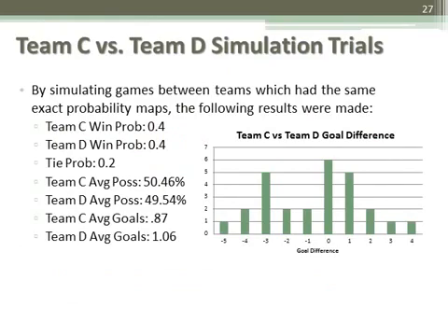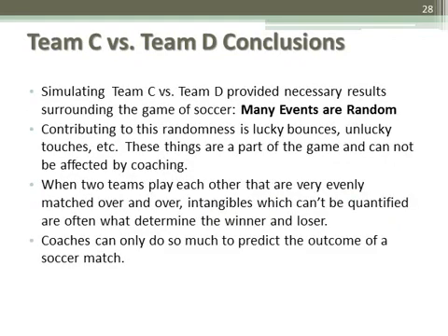In another simulation, we created 2 equal teams which had equal probability maps as well as equal success maps, Team C and Team D. After playing them against each other, you would think that the average goal difference would be 0. However, Team C won 40% of the time, Team D won 40% of the time, and there was a tie only 20% of the time. The results from this, as you can see, is many events are random in soccer, and a small bounce could lead to a goal which has a massive impact on the game of soccer. So simulating these two teams provided necessary results that many events are random.